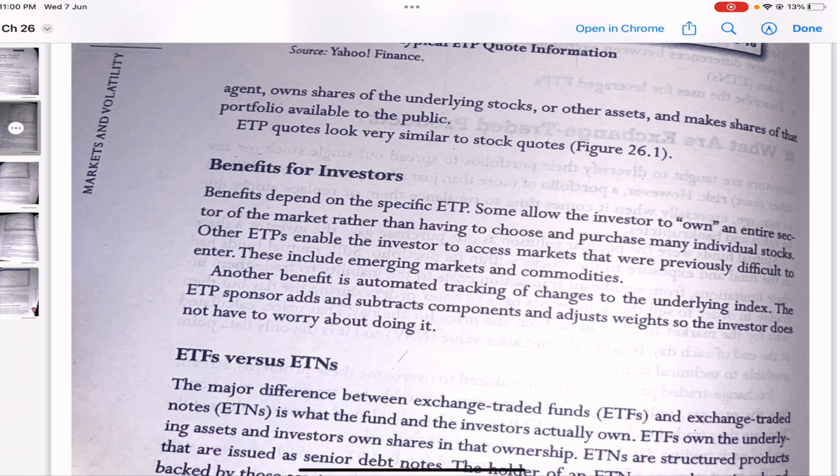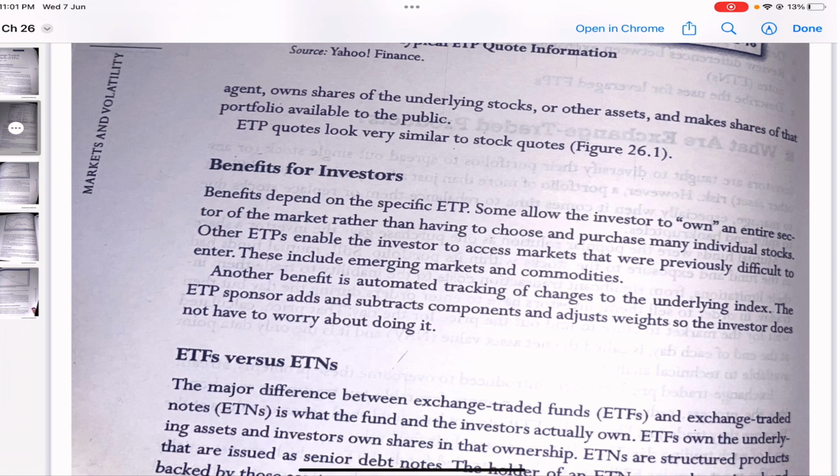Let's say as an investor, I believe that in the next 2 years the pharmacy sector is going to boom. I don't know which company is going to boom, right? We don't know which specific company is going to boom. I just know that the sector overall is going to boom. In that case, I can purchase an ETP of the pharmaceutical sector. I hope you understood. Another benefit is automated tracking of changes to the underlying index.